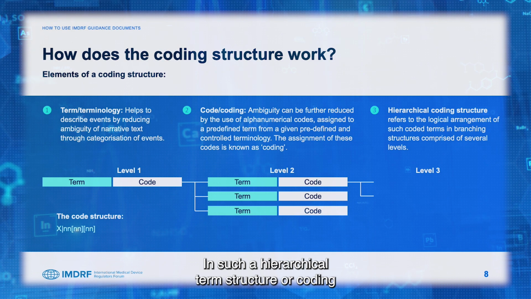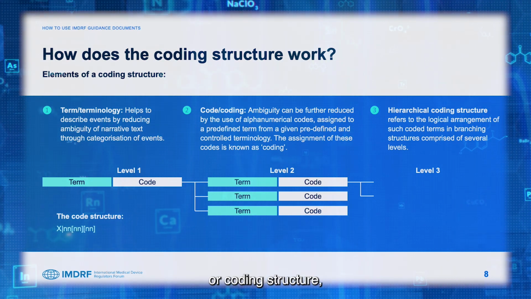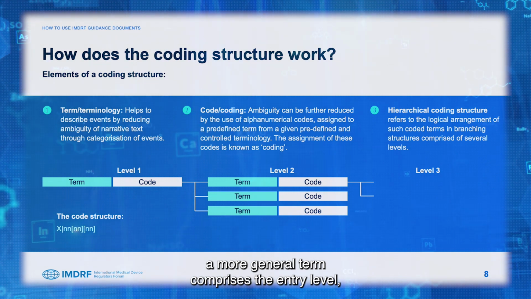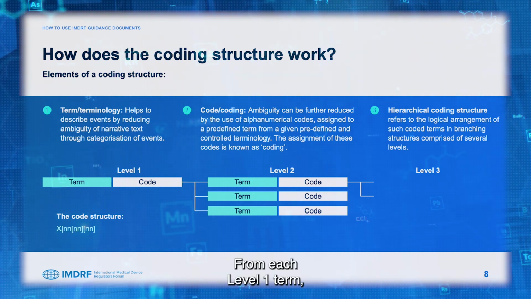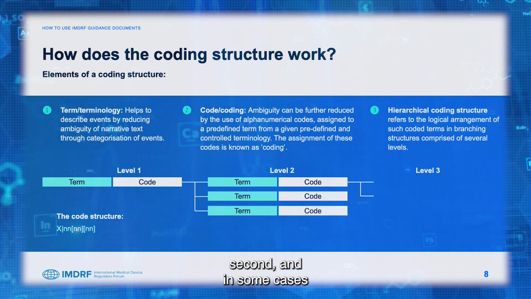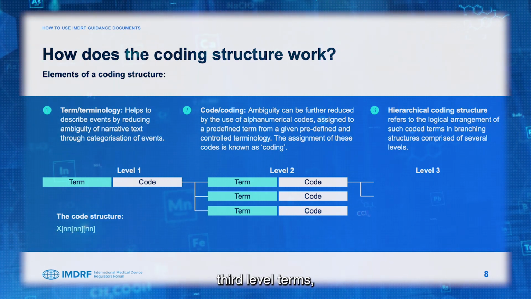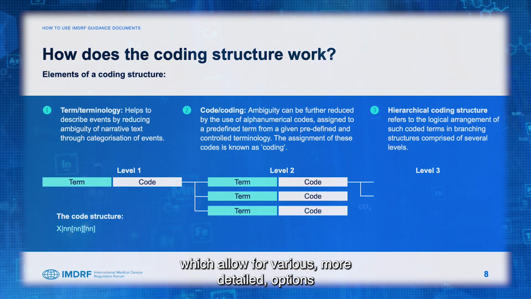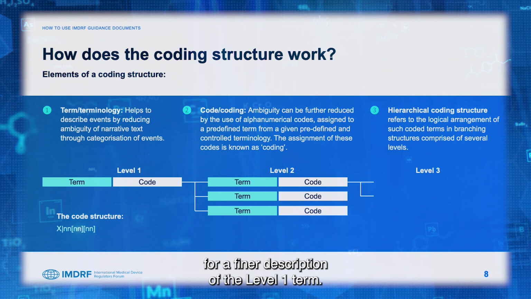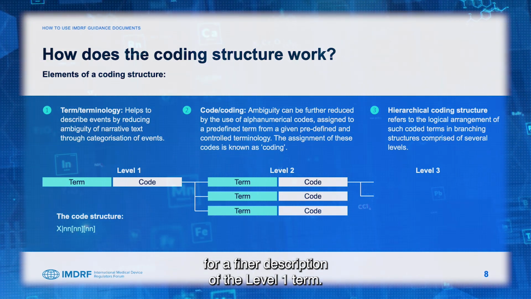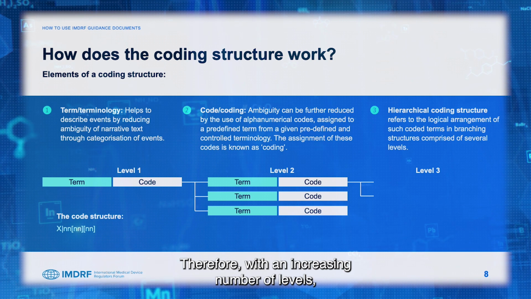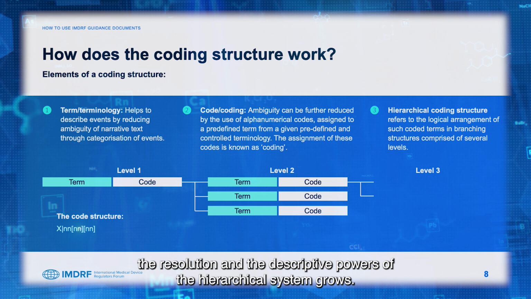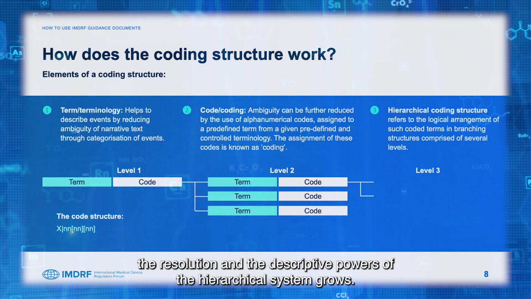In such a hierarchical term structure or coding structure, a more general term comprises the entry level, for example, level 1. For each level 1 term, second and in some cases third level terms, level 2 and level 3, branch off, which allow for various more detailed options for a finer description of the level 1 term. Therefore, with an increasing number of levels, the resolution and the descriptive powers of the hierarchical system grows.